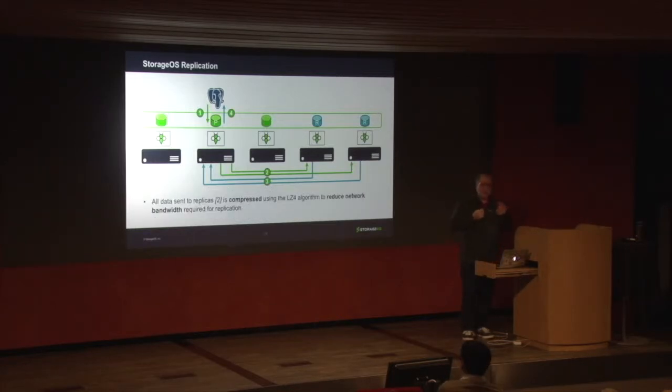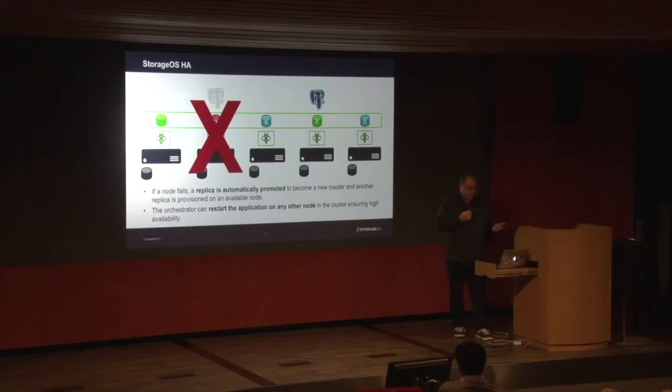One thing which we do is we compress all of the data that's going out over the network, whether that's for access or for replication. And this dramatically reduces the network bandwidth because most data sets are actually very compressible. And once we have the replication in place, if you do lose a node, we will automatically promote one of the replicas to the new primary and deploy a new replica, and Kubernetes can transparently just restart the data set on one of the other nodes.